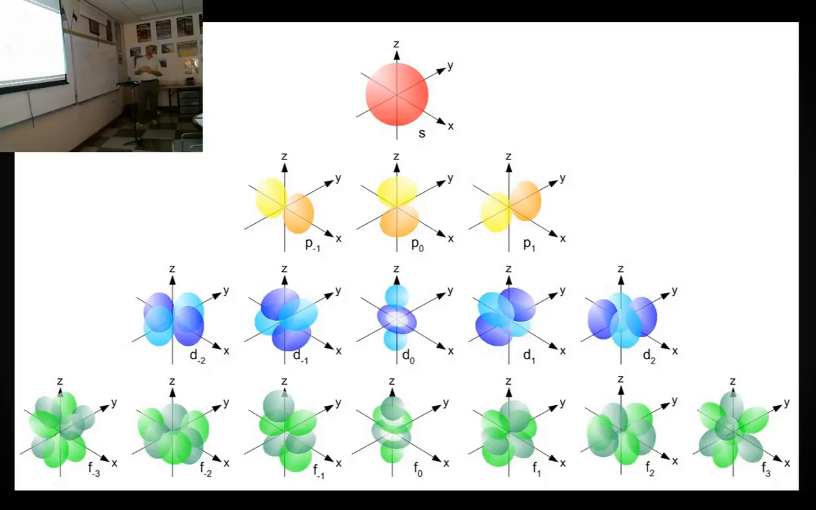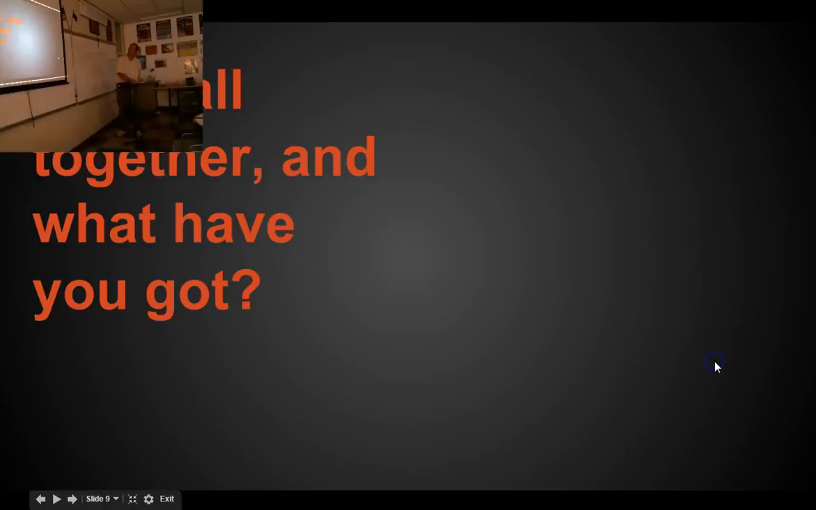I will not ask you to draw pictures of like, this is where the balloons go and this is where, no. But you do need to know the orientations as far as what kinds of orbitals occur at which energy level and how many you can put where. Okay? And you're going to be doing a lot of practice with these concepts this week.